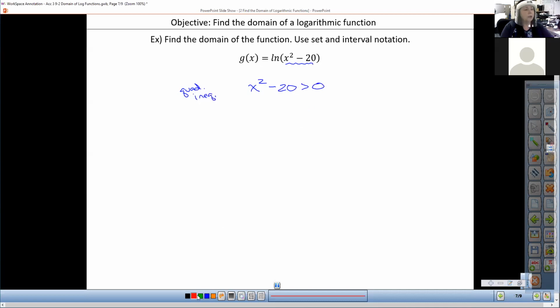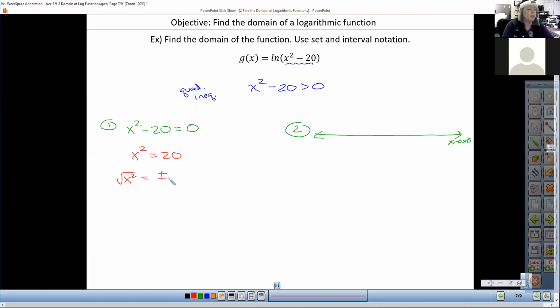which means that we have to go through that process of figuring out where the argument is equal to 0, because those numbers are going to separate and define our intervals on our number line, which represents our x-axis for our domain. So I would add 20 to both sides, then use my square root property, giving me plus or minus the square root of 20.